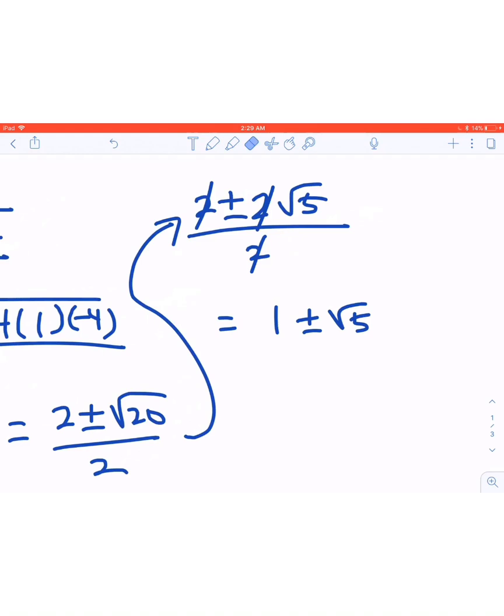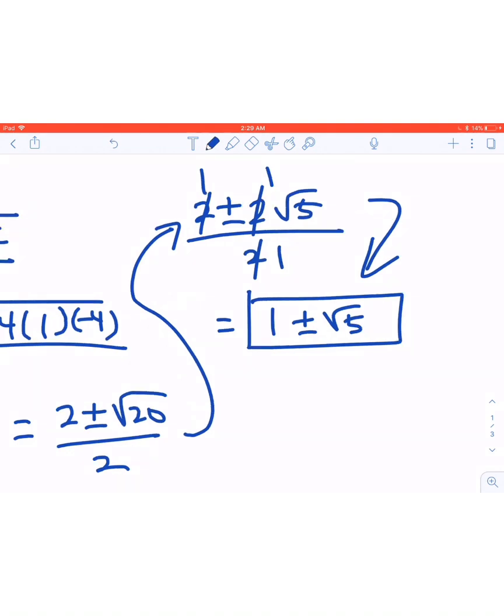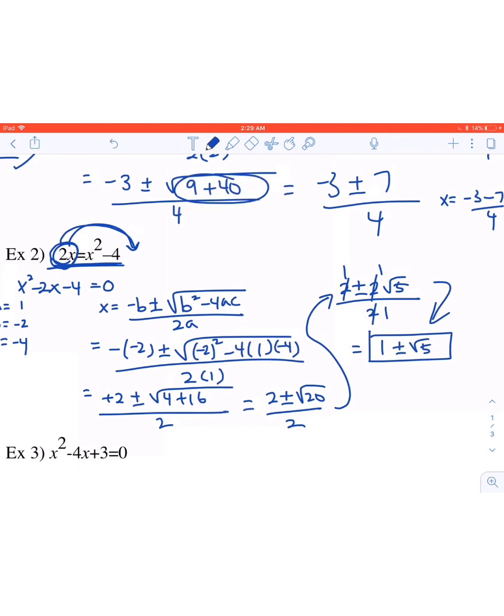I would not be able to do this if there was a 2 on only one side of the term. However, because there's a 2 in every single term, I can simply cancel these out. So this becomes 1, this becomes 1, this becomes 1, which simplifies to 1 plus or minus square root of 5. And square root of 5 is a simplified radical, so that is the final answer. So 1 plus or minus square root of 5 are the zeros of the equation for number 2.